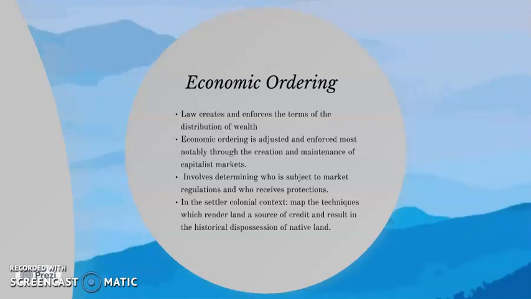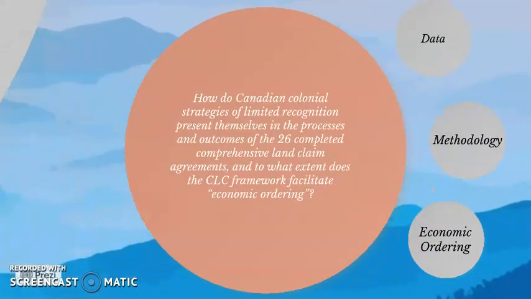In the context of my research, it'll involve mapping the techniques which render land a source of credit and results in the historical dispossession of native land. So going back to my question, how do Canadian colonial strategies of limited recognition present themselves in the comprehensive land claims that have been completed? And how does this facilitate the law's economic ordering?